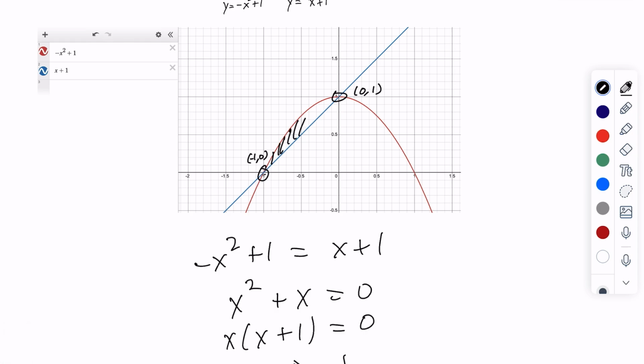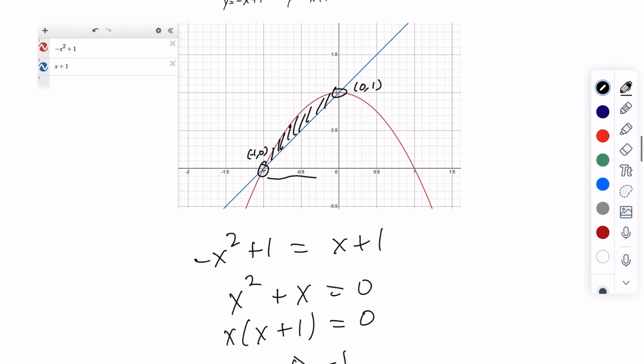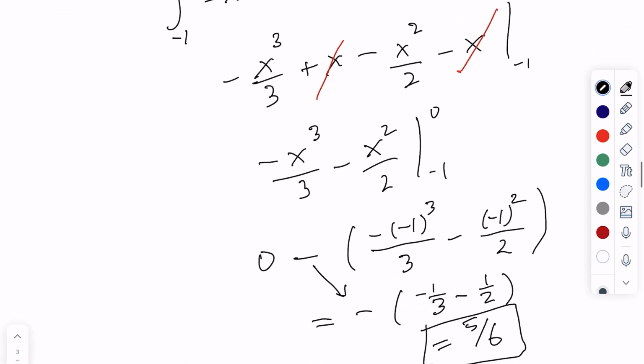in here. But 5/6 is just whatever units these were here, which we didn't give, but that's the area. 5/6 units.